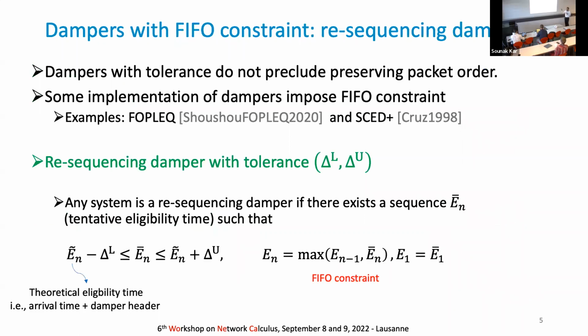But these dampers, simply because they have tolerance, do not preclude in-order packet delivery. So that's why some implementations impose a FIFO constraint on the dampers, like FOPLEC by Huawei or SCED+ of Cruz. The dampers that we call resequencing dampers also have some tolerance. So we model them with these equations, which compute some tentative eligibility time, similar to the damper with tolerance, but it imposes a FIFO constraint.